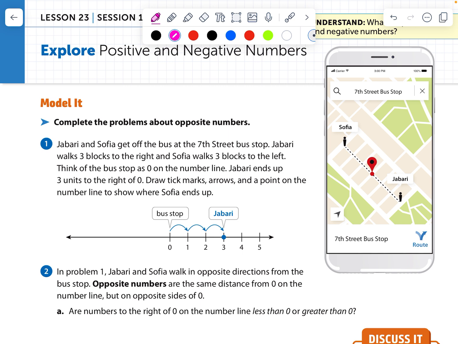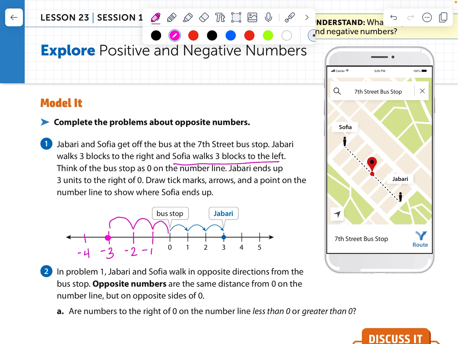So Sophia is walking 3 blocks to the left. We're starting at the bus stop, which is representing 0, and then we're going to draw some tick marks and numbers. So below 0, we've got -1, -2, -3, -4. Okay, and she's going 3 units to the left. So she's ending up at -3. Whenever you're drawing a point on the number line, it has to literally be on the number line. That's an important part of it that 6th graders often forget.